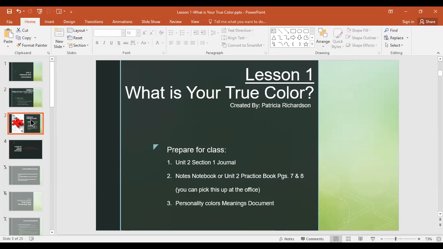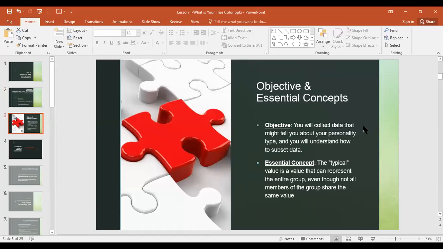Let's talk about our objective for today's lesson, okay? Our objective and our essential concepts. You will collect data that might tell you about your personality type, and you will understand how to subset that data, okay? So we've already collected the data. We did that during our last class. Today, we're really going to talk more about that data and subsetting that data.